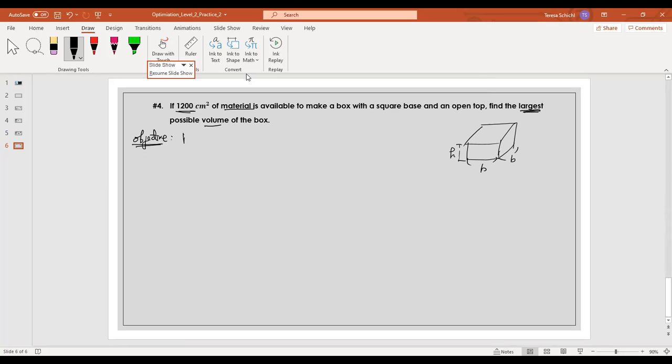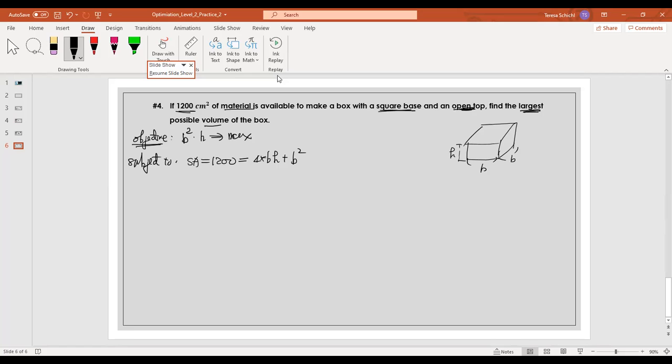So what is the volume? It's the base squared times the height. What do you want to do? You want to maximize that, right? Okay, so now what are the conditions we have? The condition here is we have a total of 1200. This is the square base and the open top, right? So that means my surface area is equal to 1200. And this 1200 is going to be equal to the 4 sides, so it's 4 times bh plus what? b squared.